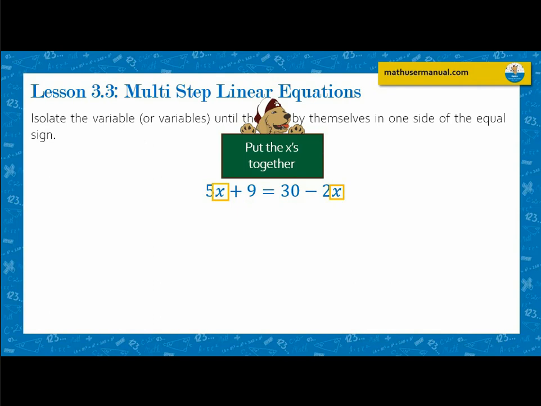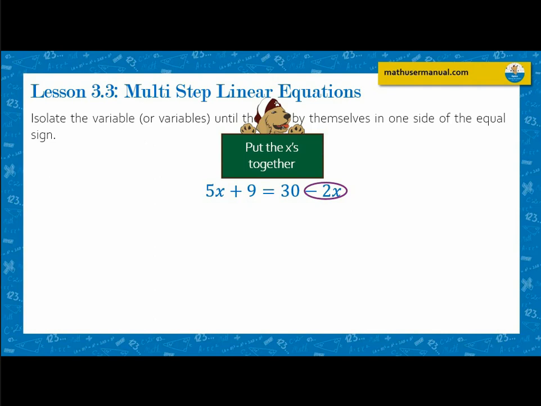As a personal choice, I don't like negatives. So I like to move my negatives to the other side so we can get rid of the negatives. That being said, let's start with the negative 2x. We're going to take that negative 2x from the right side of the equation and put it on the left side of the equation.